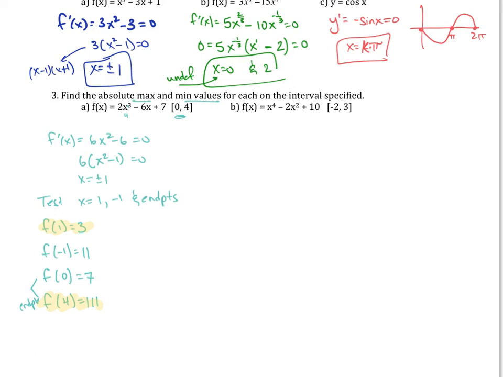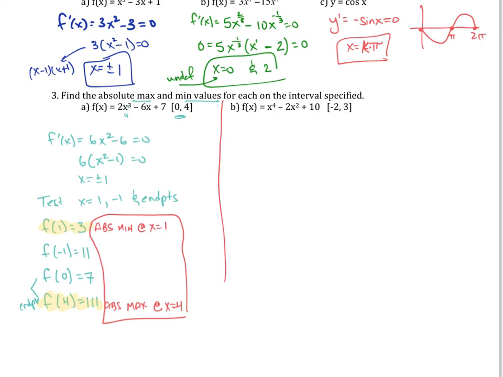So this is your, oops, I always do that and pick the wrong tool. Okay, so this is your absolute minimum, and this is your absolute maximum. So the absolute minimum occurred at x equals 1. The absolute maximum occurred at x equals 4. Okay, and that's how I went through and did that problem. Okay, let's take a look at the next one.